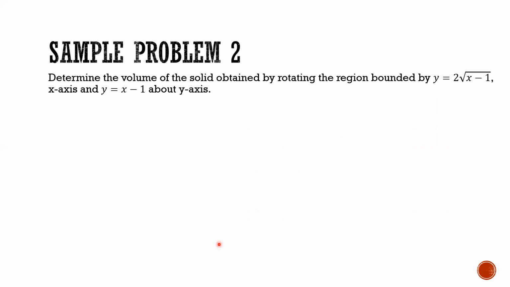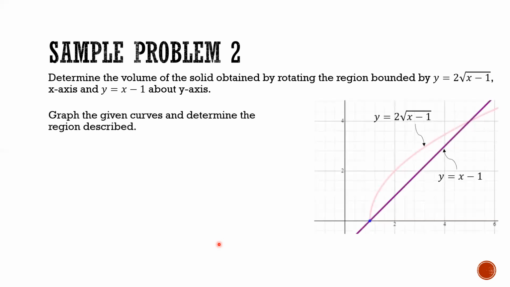Let's have another example. Determine the volume of the solid obtained by rotating the region bounded by y is equal to 2 square root of x minus 1, the x-axis, and y is equal to x minus 1 about the y-axis. First, we need to graph all of the given curves. And this is the graph of those curves.